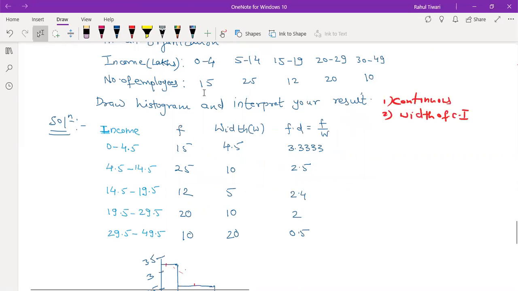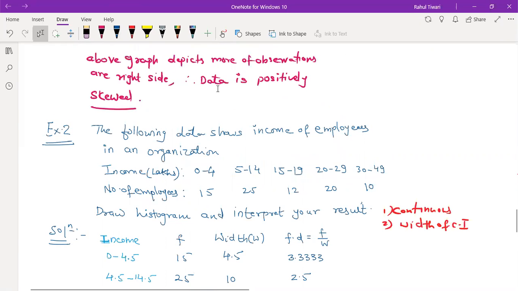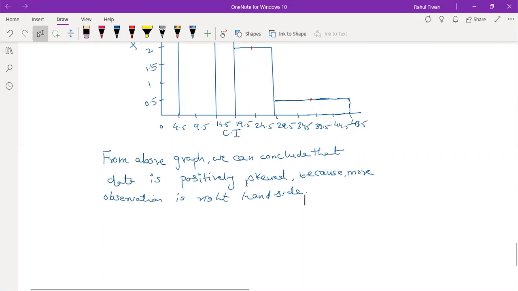So this is one way of conclusion. One can write this one. One can write this one. Both have the same meaning. You have to try to understand what it means. Try to understand what it interprets. Okay, so the data is positively skewed. Based on that, one can write the conclusion. So that is related to your histogram.